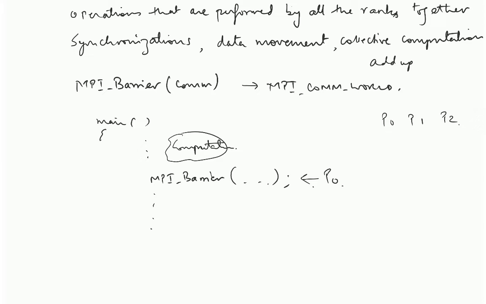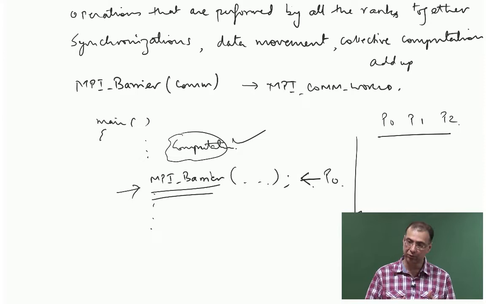Now, obviously, each processor is executing its own code, right? So P0 will have some computation of its own to do, P1 will have some computation of its own to do, and P2 will have some computation of its own to do. So it's going to wait for all these processors to reach this point. When all of them enter the MPI barrier call, all three of them can now get out of it. The call returns for all three of them.